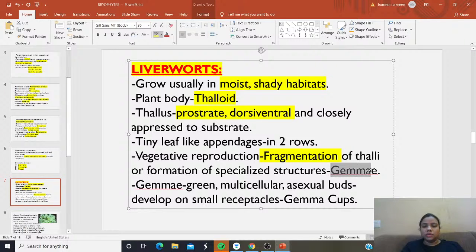What are those specialized structures? For vegetative reproduction in liverworts, specialized structures are formed. They are called gemmae. Now what are gemmae? They are green multicellular asexual buds. And where are they developed? On small receptacles called gemma cups.